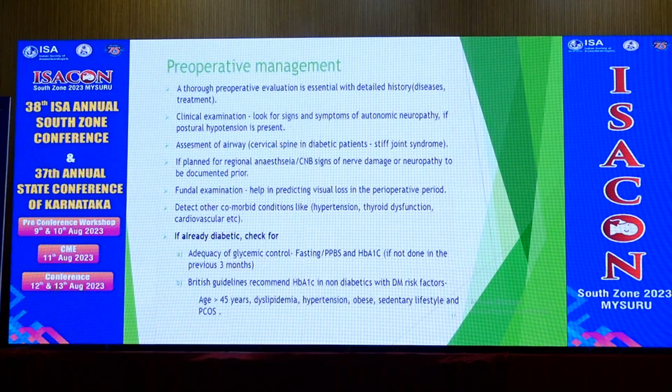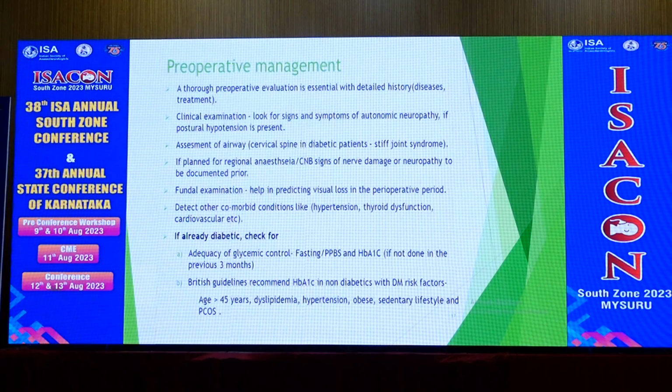During clinical examination, one has to look for signs and symptoms of autonomic neuropathy, especially if the patient has postural hypotension and is a long-standing diabetic. In airway assessment, one has to look at the cervical spine movement because of the deposition of glycosylated proteins, and that's called stiff joint syndrome. If planned for regional anesthesia or central neuraxial blockade, the extent of nerve damage or neuropathy has to be documented prior to giving the block. And fundal examination, the studies say, helps us to predict visual loss in the post-operative period.